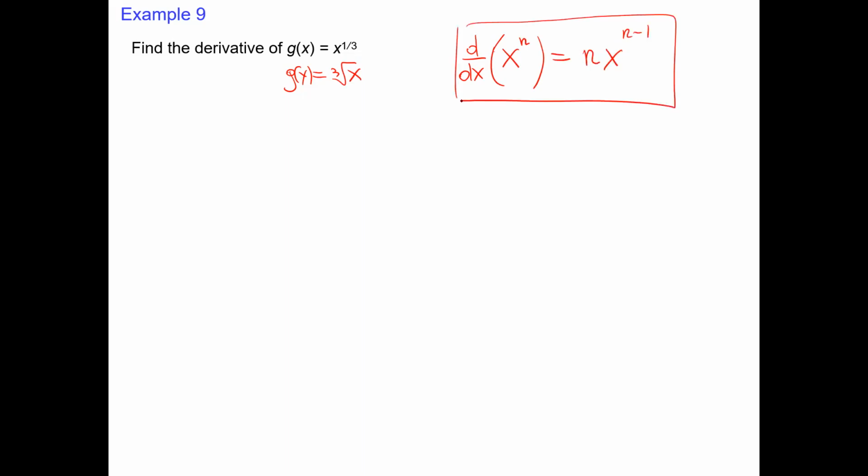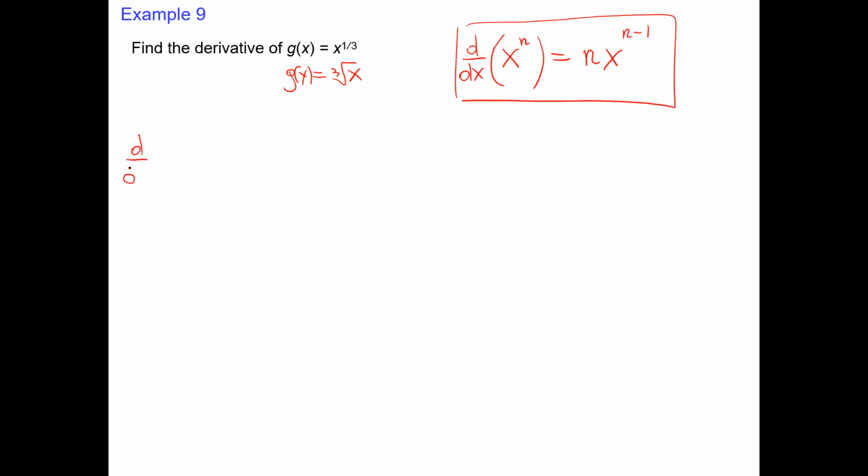Let's find out what is going on with this function, x to the power of 1/3, or if we prefer, we can say cube root of x, but the power form will be good. Okay, for this one, I will take advantage of the formula, the power rule. Derivative with respect to x of the function x to the power of n is equal to n x to the power of n minus 1, 1 less than the original.